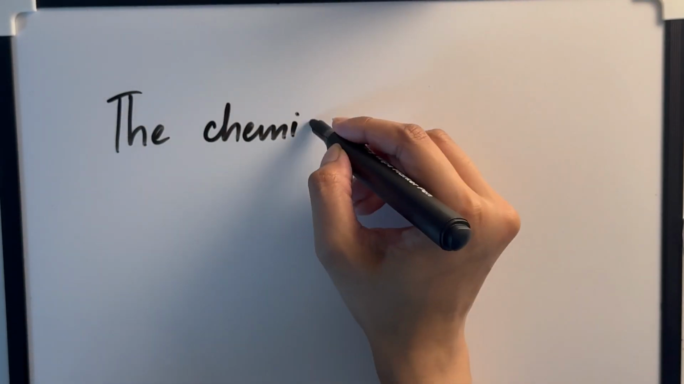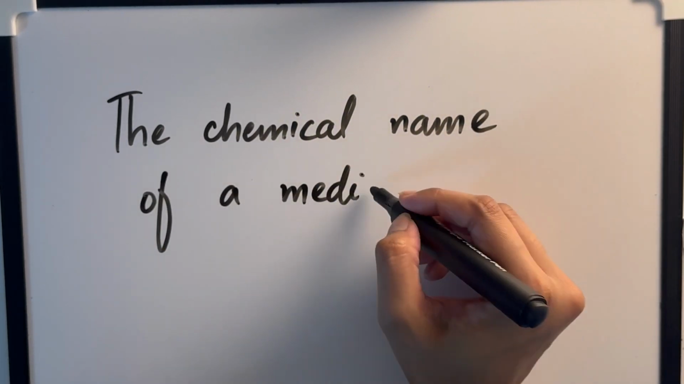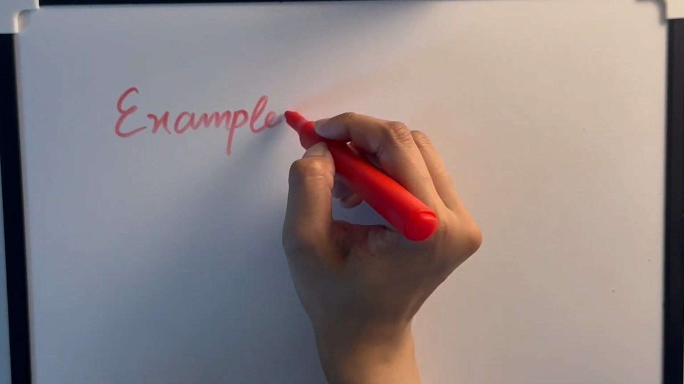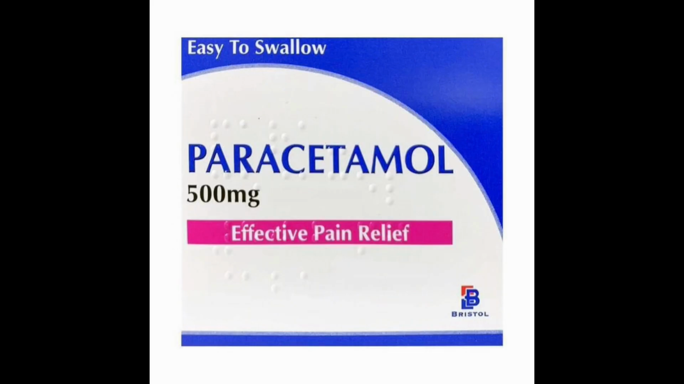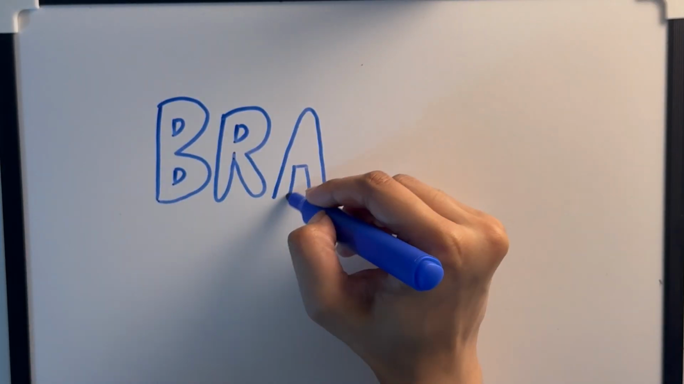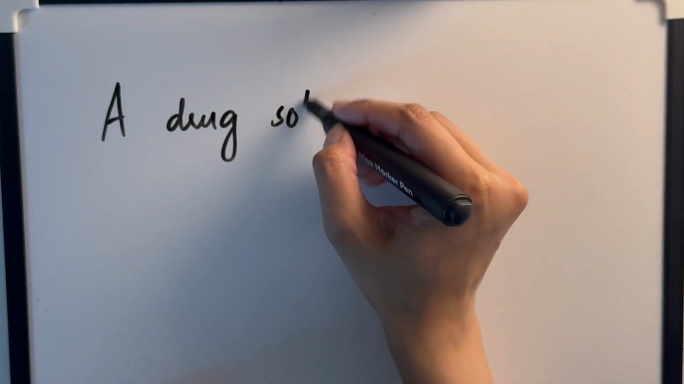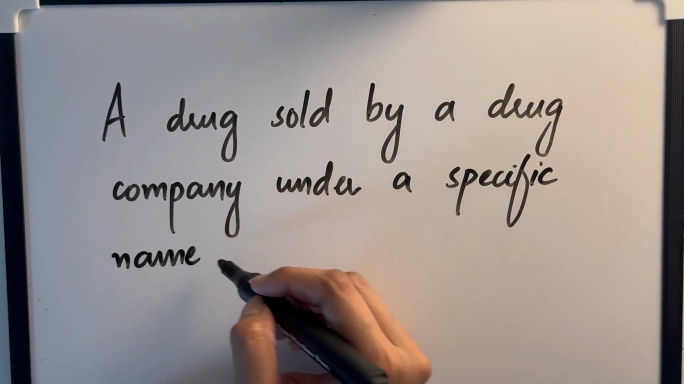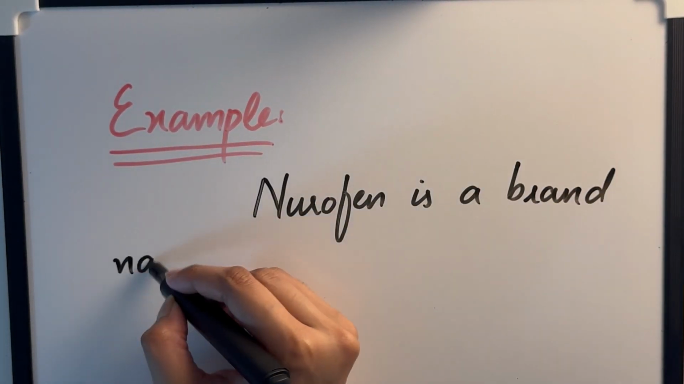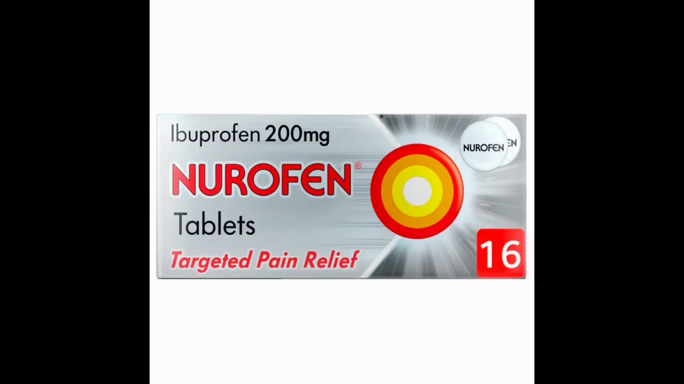Next, what is a generic name? The chemical name of a drug is called generic name. For example, paracetamol is a generic name. Next, what is brand name? A drug sold by a drug company under a specific name is called brand name. For example, the brand name for ibuprofen is Nurofen. Nurofen is a brand name.